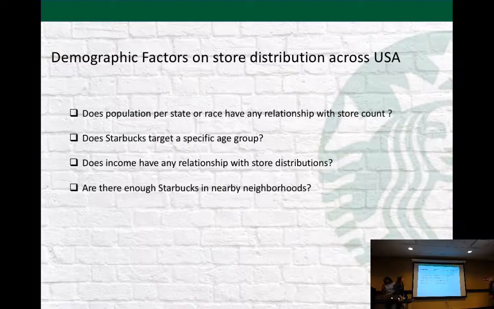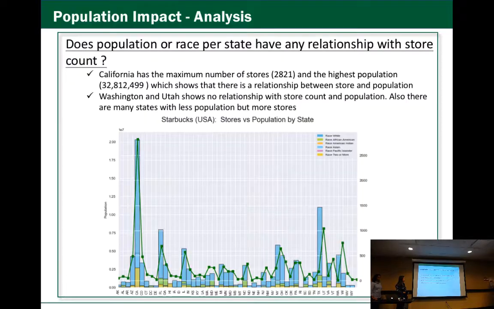Okay, so the next thing that we wanted to do was look at demographic factors against the store count. The questions we wanted to answer were: does population per state or race have any relationship with the store counts? Does Starbucks target a specific age group? Does income have any relationship with store distribution? And are there enough Starbucks in nearby neighborhoods?